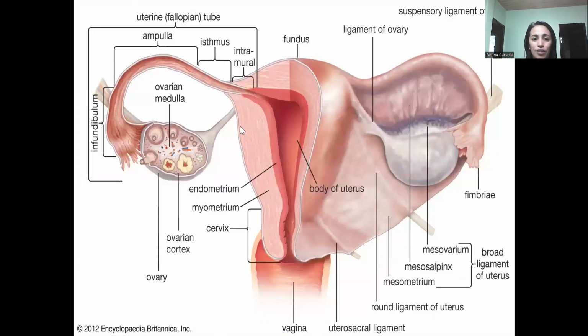I hope the drawing is here. Okay. So please take note, my dear nurses and my dear midwives, that the drawing is here. Okay, let's start from the uterus.